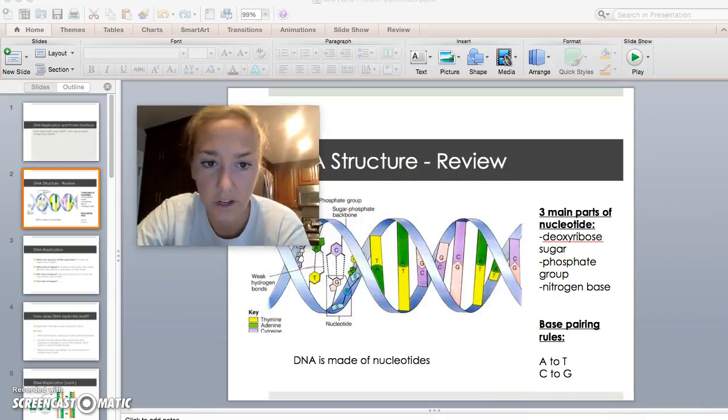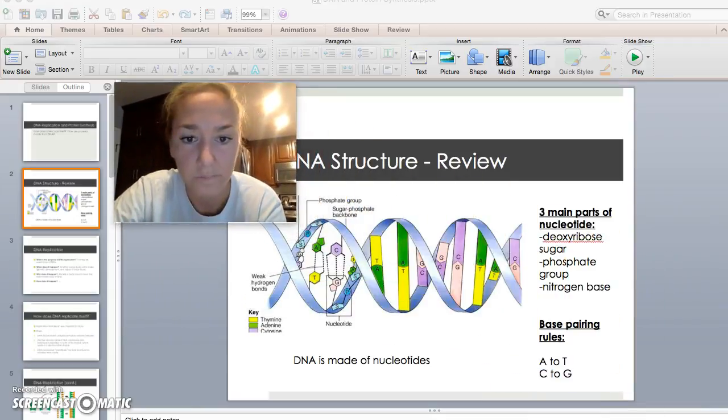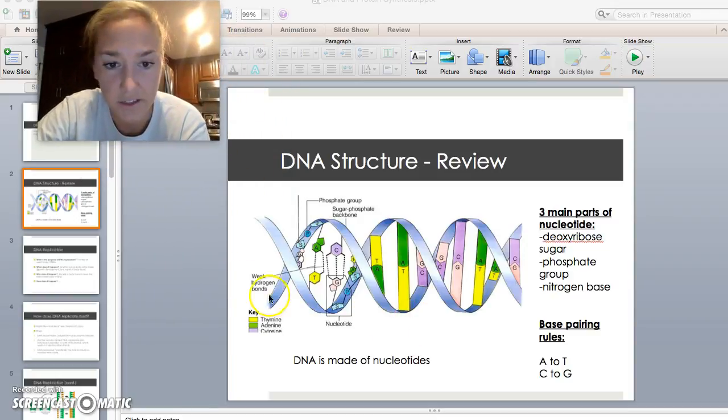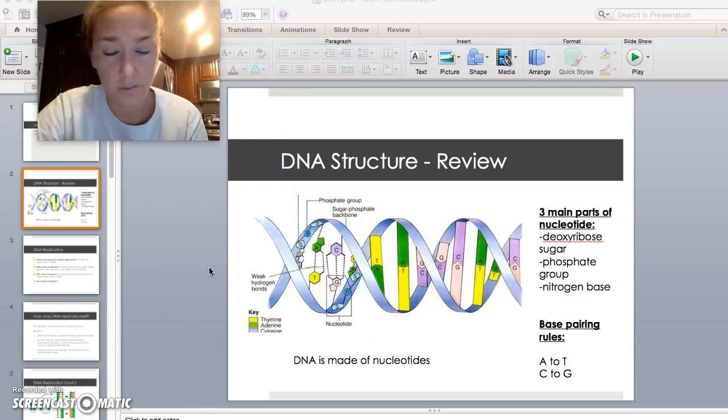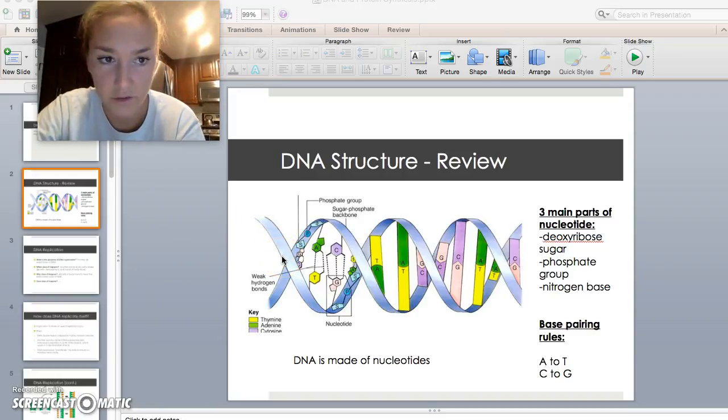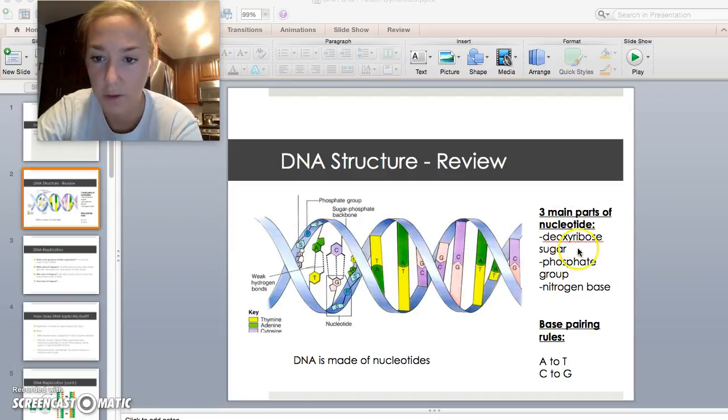We already talked about this, but let's review. You guys already know that DNA has this double helix structure, like a twisted ladder. So that's what this is showing right here. There's a twisted ladder double helix structure to DNA. We also said that DNA is made up of nucleotides, and that nucleotides have three main parts. There's this deoxyribose sugar, a phosphate group, and a nitrogen base.